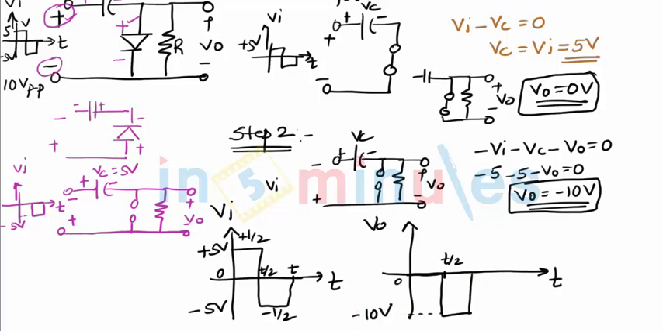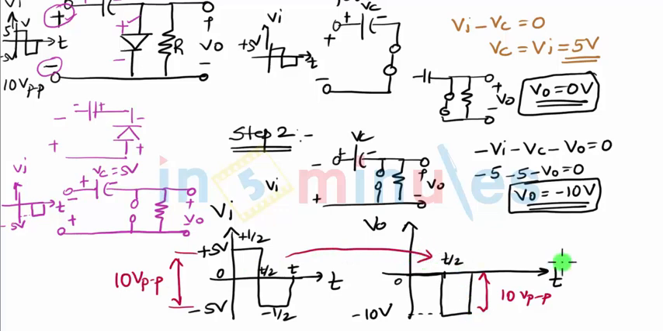volts. Now what you can see from this is that the peak to peak value over here is 10 volts. The peak to peak value that you applied at the input was 10 volts peak to peak. So what it has done is just shift the waveform below the x-axis. That is the working of the basic clamper circuit. This is how you will get the output in the basic clamper circuit.